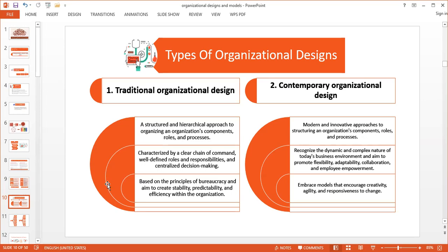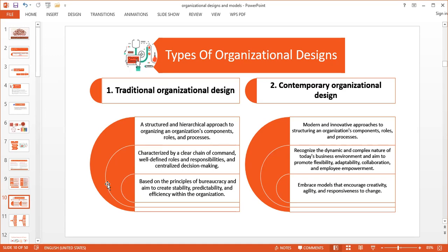Traditional organizational designs are a structured and hierarchical approach to organizing an organization's components, roles, and processes, characterized by a clear chain of command, well-defined roles and responsibilities, and centralized decision-making. Traditional organizational designs are based on principles of bureaucracy and aim to create stability, predictability, and efficiency within the organization.